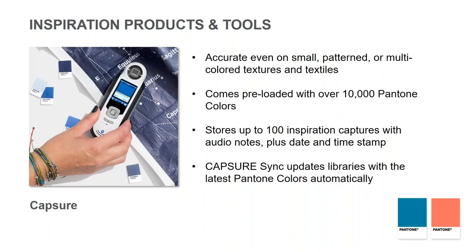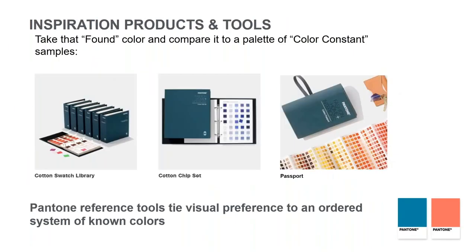And so you are also updating libraries all the time with the latest Pantone colors when connected to the internet. Traditional Pantone physical tools are also still very popular. So the cotton swatch library, the cotton chipset, and the passport are all great reference tools to be able to see a color, identify it quickly in the Pantone universe, and now bring that to the next stage in pre-production.